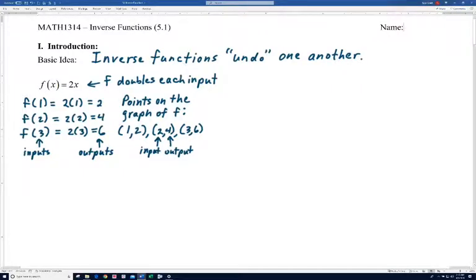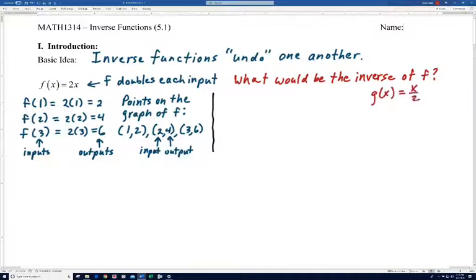All right, so if I said, what would be the inverse of this function, what would it be? What function does the opposite of doubling an input? Well, of course, that would be taking half of an input, or x over 2. g of x equals x over 2. So this function halves each input.